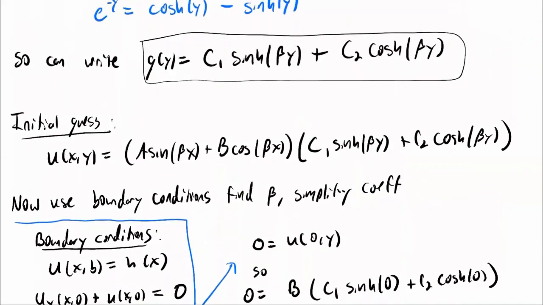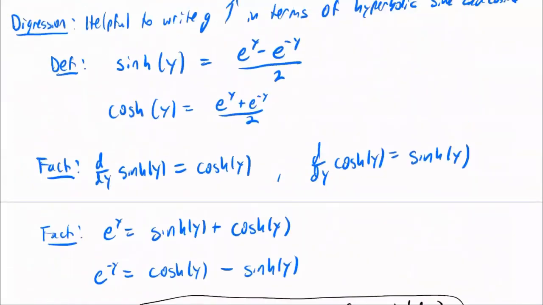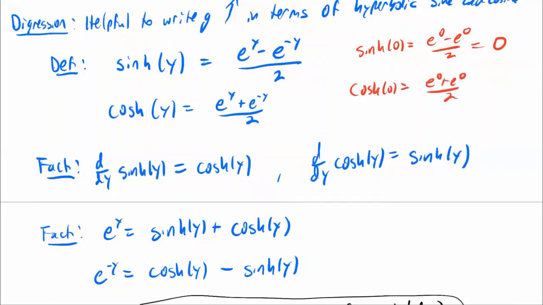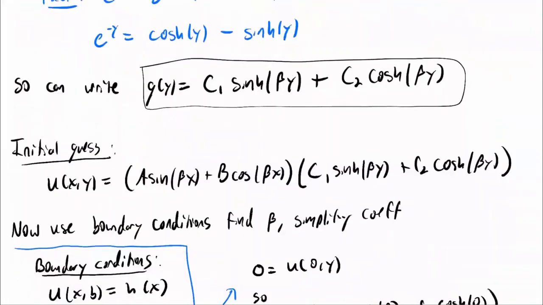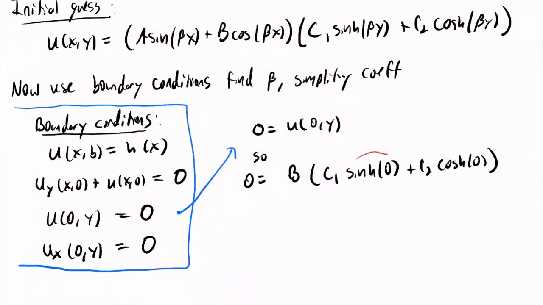Notice that if I come back up here to the definitions, what is the hyperbolic sine of 0? This is e to the 0 minus e to the 0 over 2, which is 0. Hyperbolic cosine of 0 is e to the 0 plus e to the 0 over 2. Well, e to the 0 is 1, so this is 1 plus 1 over 2, which is 1. So this is 0 and this is 1. If I plug this in, I get 0 is equal to b times c2.